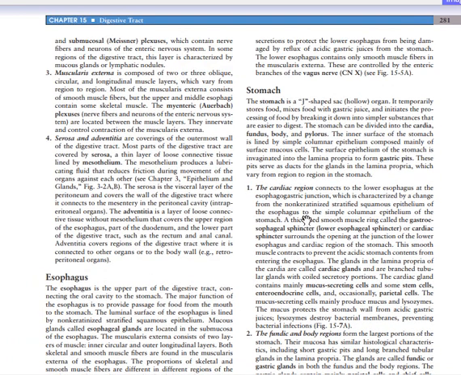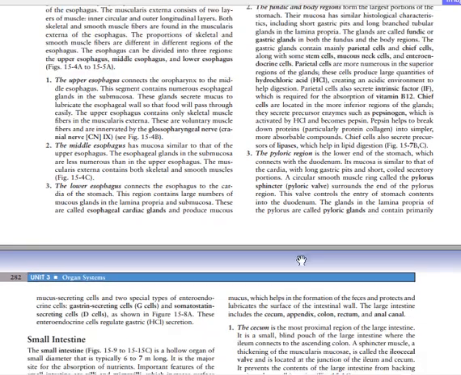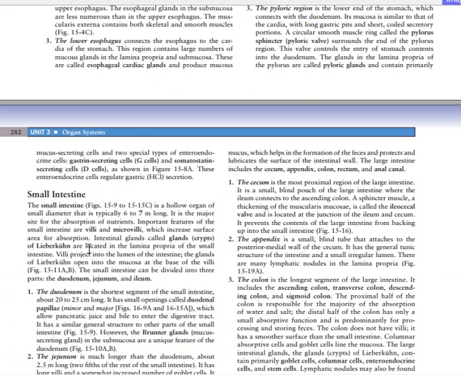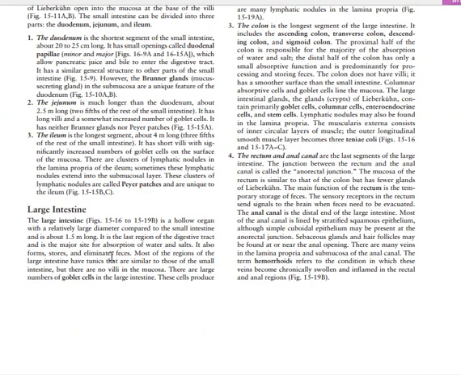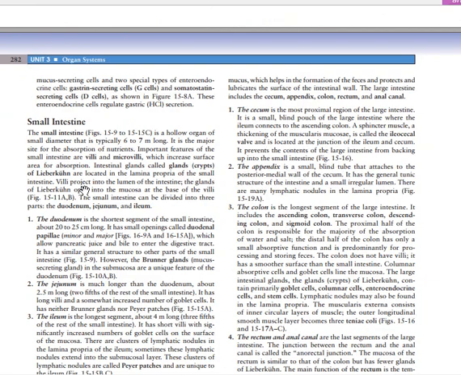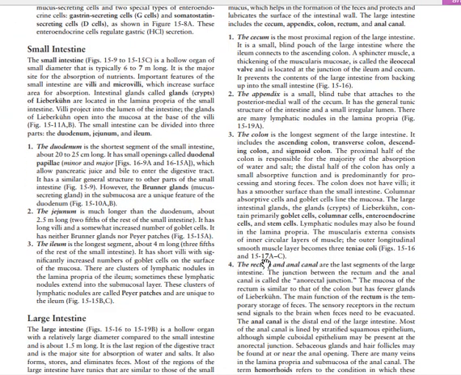Now you have the stomach. The stomach is divided into four parts: the cardia, the fundus, the body, and the pylorus, and each of them has specific characteristics that we're going to see in the histology sections later. Now we have the small intestine, which is generally divided into three: the duodenum, the jejunum, and the ileum, and each of them has specific characteristics. Then you have the large intestine, which is divided into the cecum, the appendix, the colon, the rectum, and the anal mucosa.